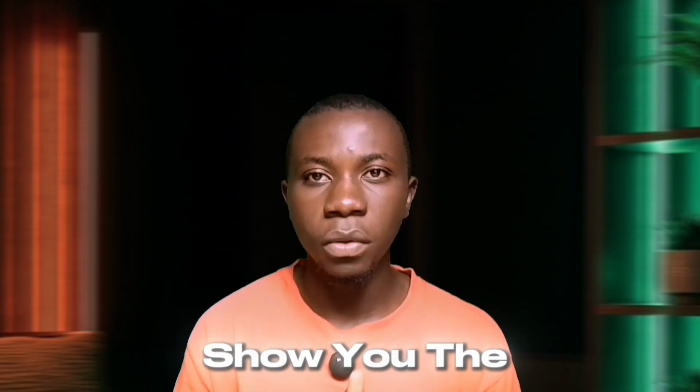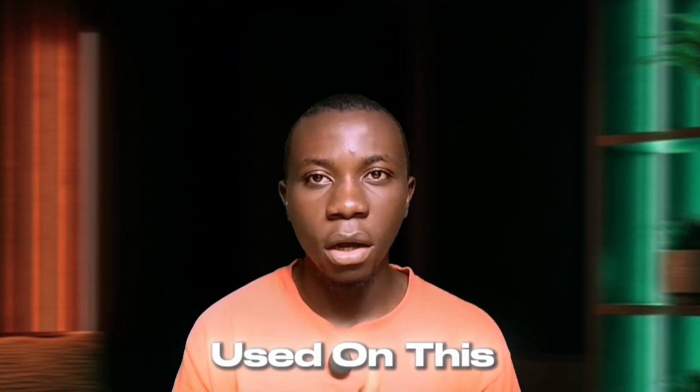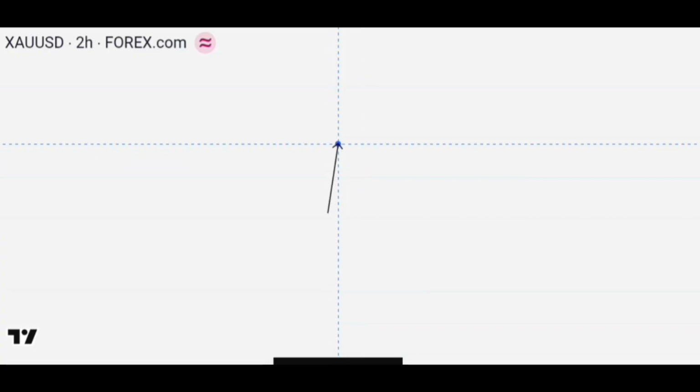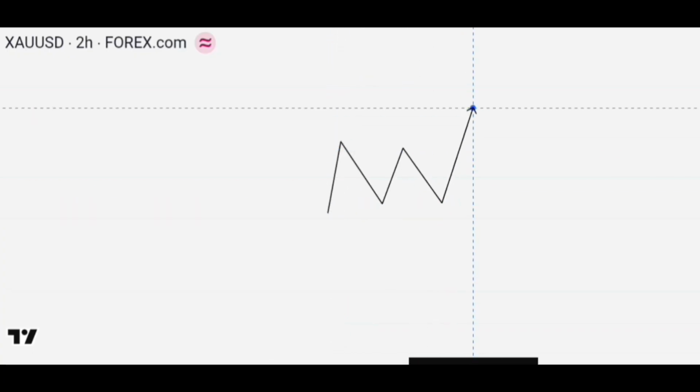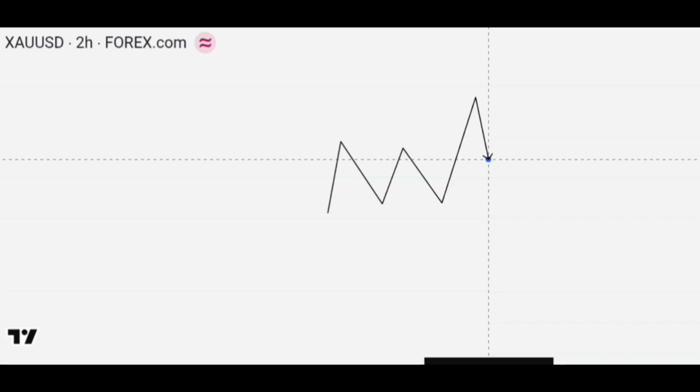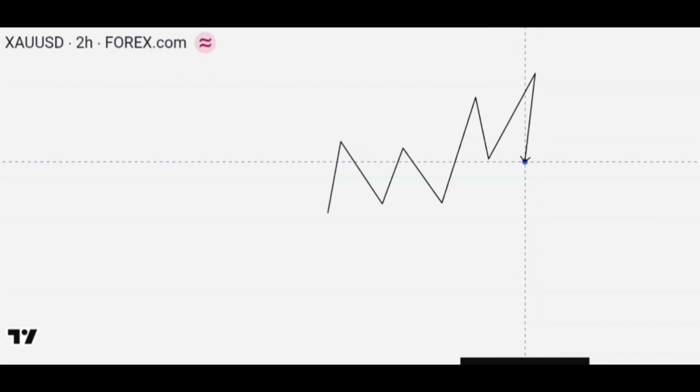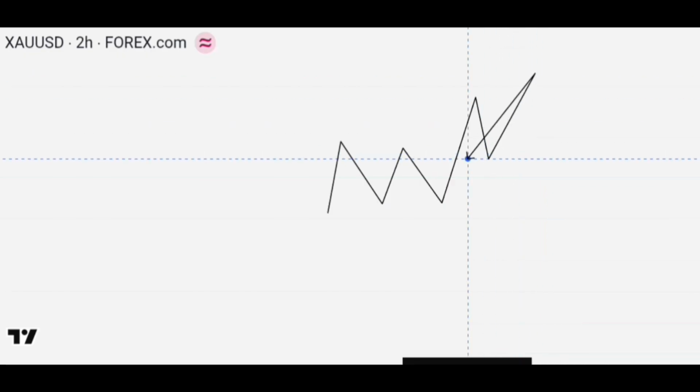Now let me show you the exact POI I used on this gold trade. There are many ways I use to find a high probability POI from a higher time frame, but the one I used for this gold trade is double breaks of structure. Let me show you how. If a market creates a double high, then eventually breaks this double high, the first retracement is usually liquidity, provided it is near a POI like demand and supply, because what I trade is demand and supply.